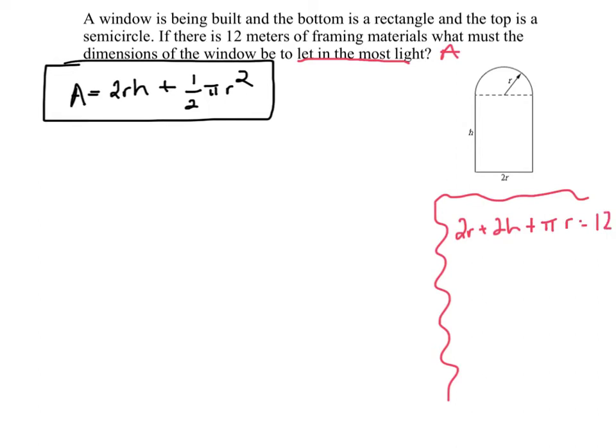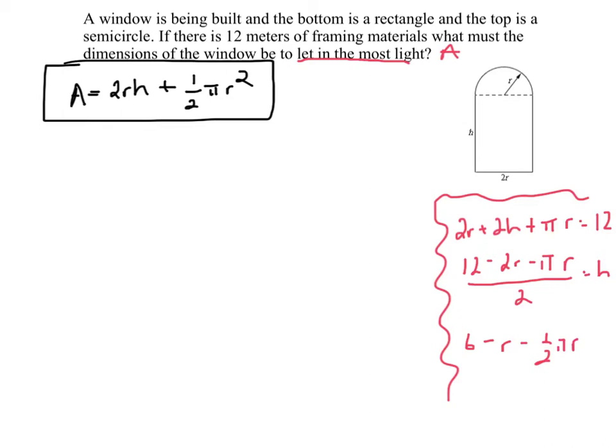Well, we could do some solving here for h maybe. We could do 12 minus 2r minus pi r all divided by 2 equals h. Maybe clean that up a little bit and just have 6 minus r minus 1/2 pi r. Maybe that would be nicer. I don't know. Okay.